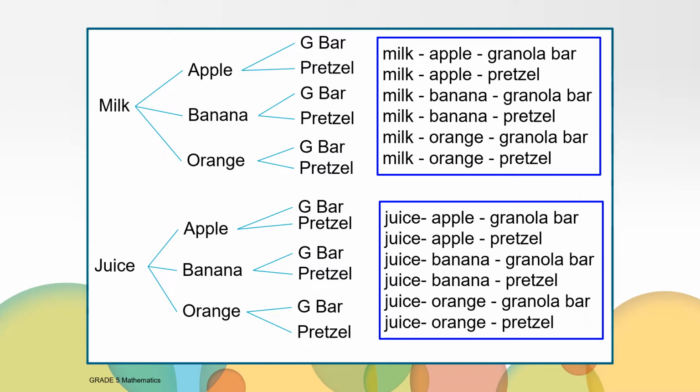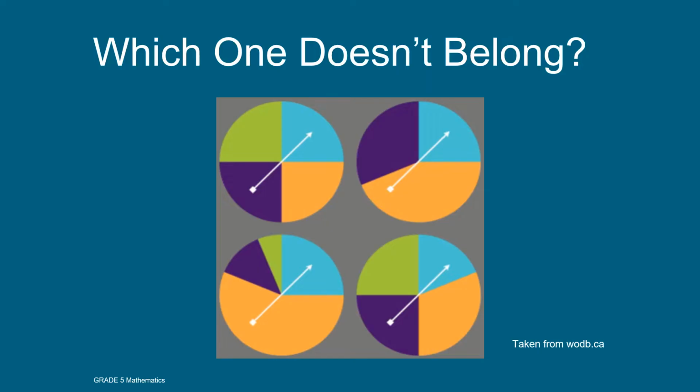Let's move on to our number sense routine. Which one doesn't belong? Take a look at these 4 different spinners. Is there one that doesn't belong? Could there be another one that doesn't belong? What's a reason each of the spinners might not belong?